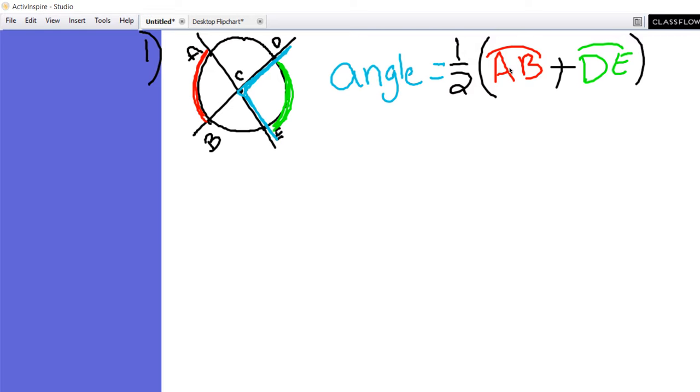When you want to do your problems, I want you to color code them the same way that we're doing with our formula right now. So that's the first formula that we're going to be using.